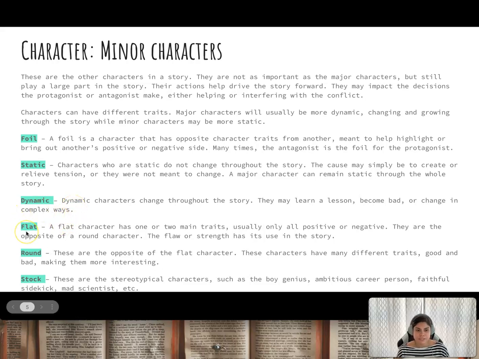Next, we have flat characters. These characters are simple, as opposed to round characters, who are the opposite of flat characters. These are characters that are more complex, have different traits, good or bad, making them a little bit more interesting. Next, we have stock characters, and these are just stereotypical and instantly recognizable characters, such as the boy genius, an ambitious career person, a faithful sidekick, mad scientist. These are characters that we tend to see over and over again, whether it's in literature, in film, or in plays, etc.